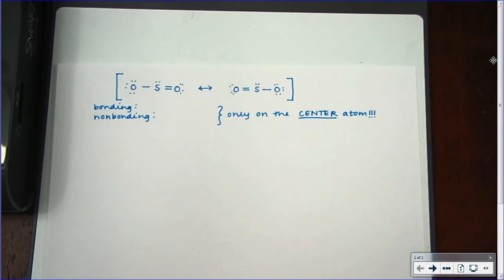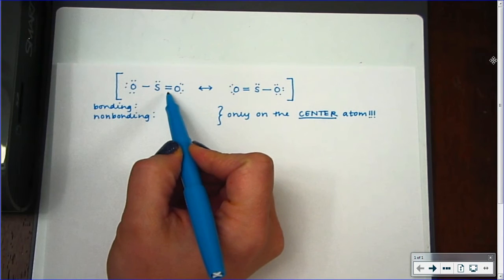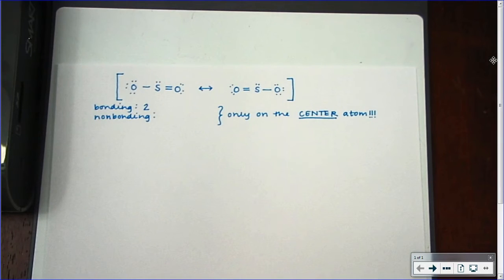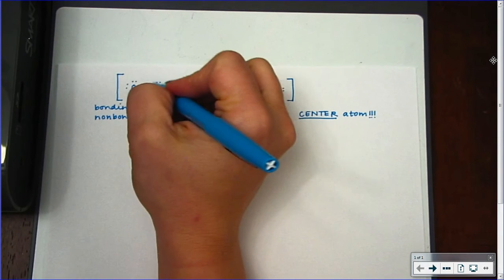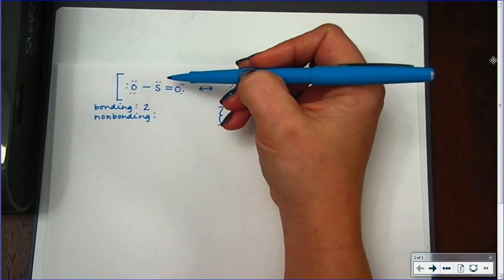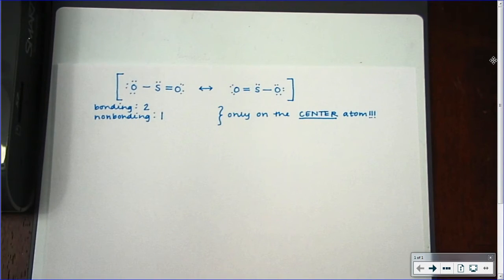On the left-hand side, I actually want to figure out how many bonding and non-bonding domains my center atom has, which is our sulfur. Remember that for bonding, no matter whether you have a single, double, or triple bond, they count as 1. So if we look at the molecule on the left, we have 1 bonding domain on the left and 1 bonding domain on the right, therefore giving us 2 bonding domains. As far as non-bonding goes, remember it counts as a pair for 1. So we have a pair of electrons up here, which counts as 1 non-bonding domain, and that's the only pair of electrons we have. So we have 2 bonding and 1 non-bonding domain.